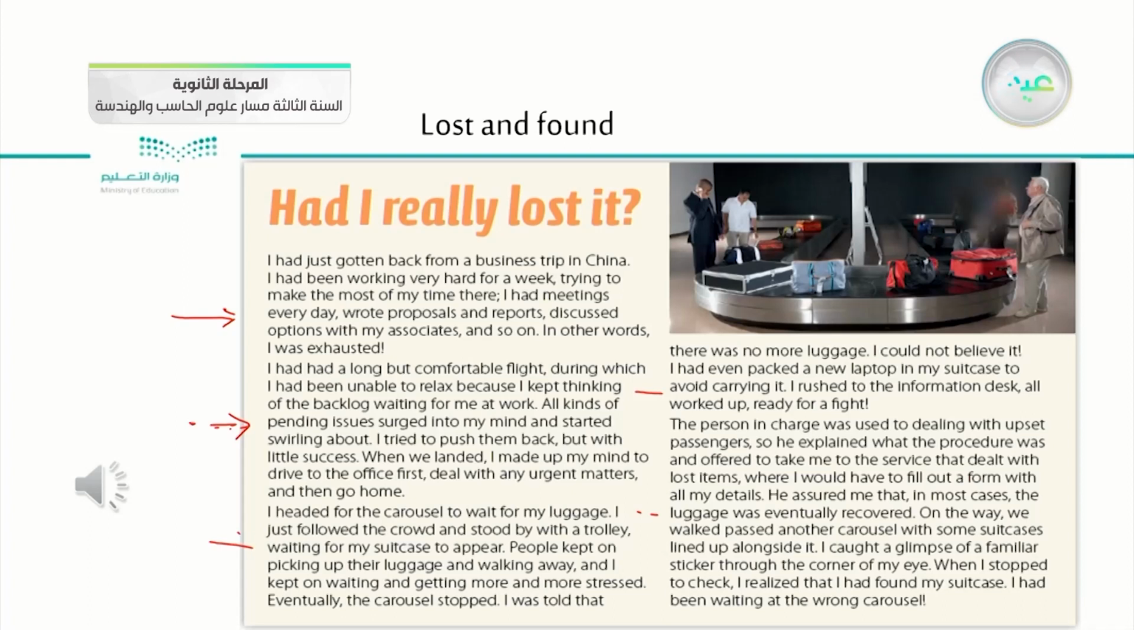Then, in the third part, we have the main point of the story. He talked about the moment where he lost, or thought that he lost, his luggage. He said here that I headed for the carousel. This is a carousel. The line where all the suitcases and luggage are put so people can come and pick them up. After that, he talked about his emotions, his feelings during that time. He said that people kept on picking up their luggage and walking away, and I kept on waiting and getting more and more stressed. Also here he said I was exhausted.